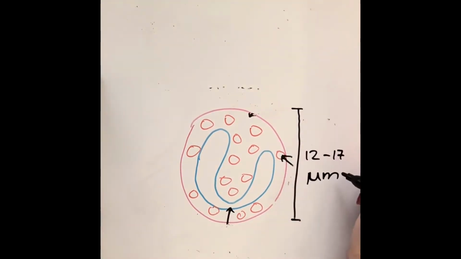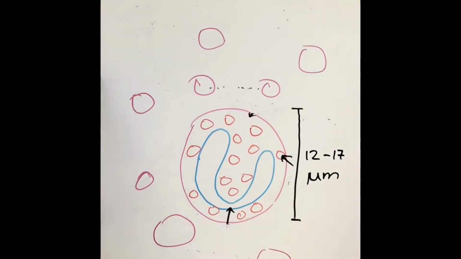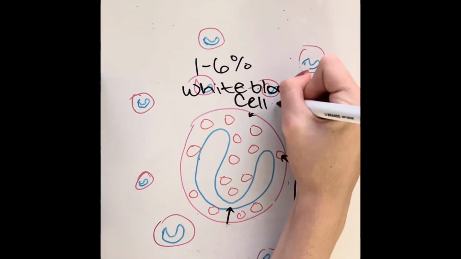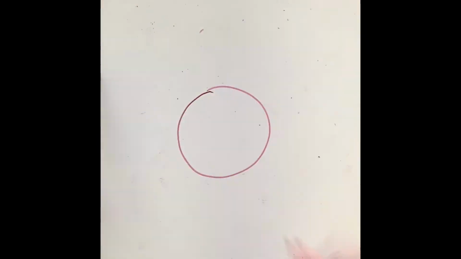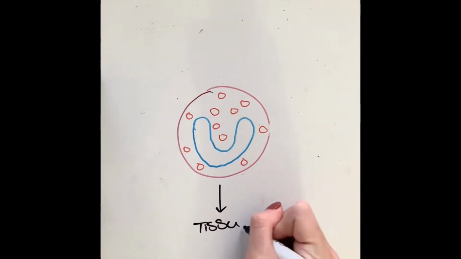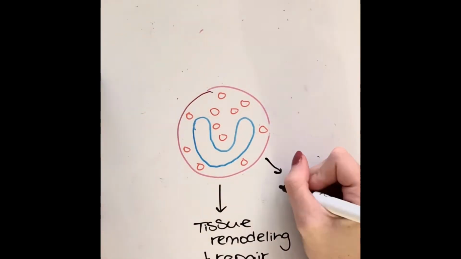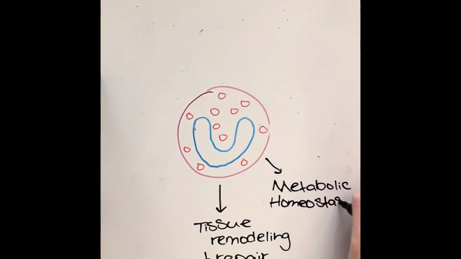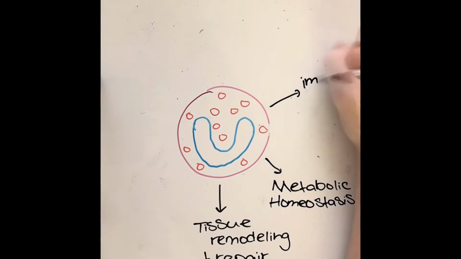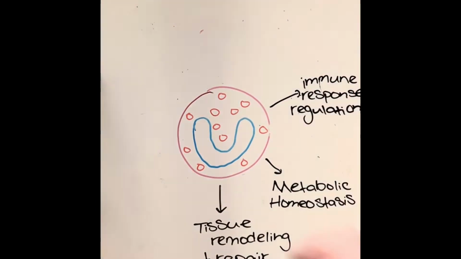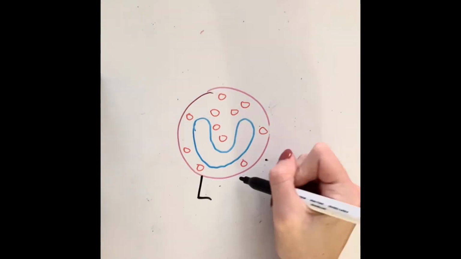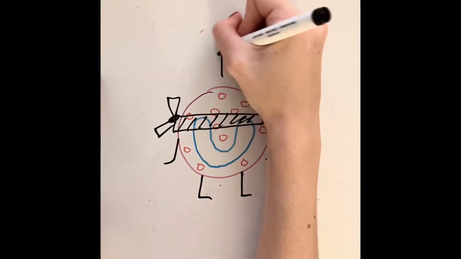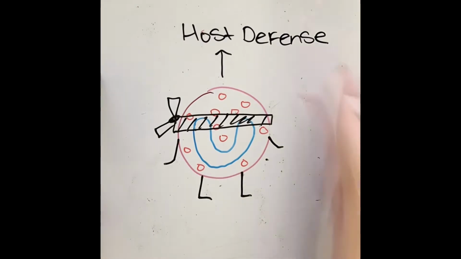This cell is normally 12 to 17 nanometers long and takes up about 1 to 6% of the white blood cell in the body. Many activities of the cell include tissue remodeling and repair, metabolic homeostasis, immune response and regulation, as well as cell activation. However, the most important part of the cell is host defense.